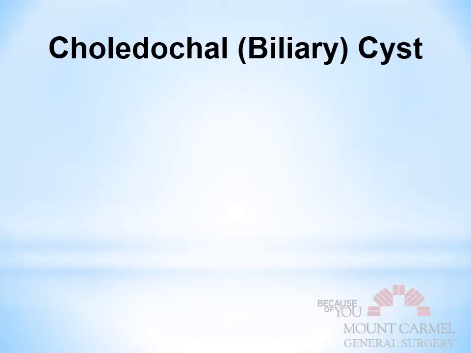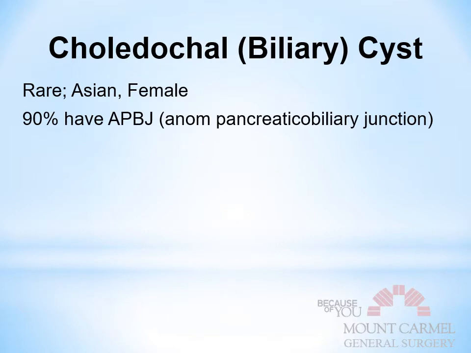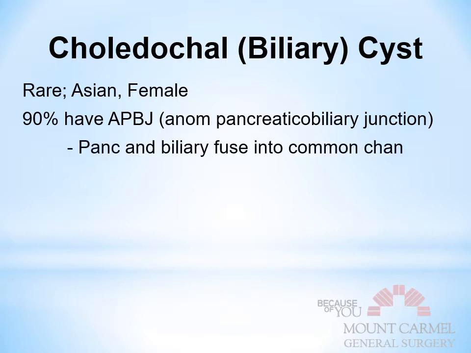So now as we round things off, we're going to get into the choledochal biliary cysts. These are rare, occur in Asian females. Interestingly, 90% of these patients also have anomalous pancreaticobiliary junction, meaning that their ducts come together too early. The pancreatic and biliary channels come together too early.